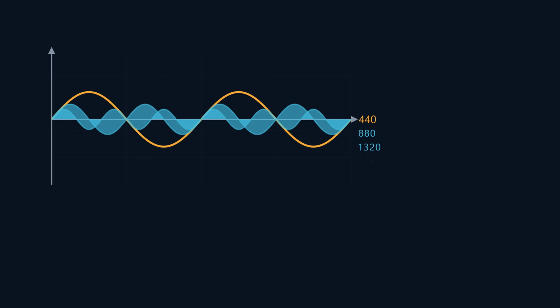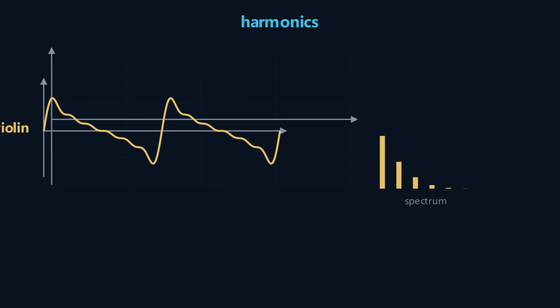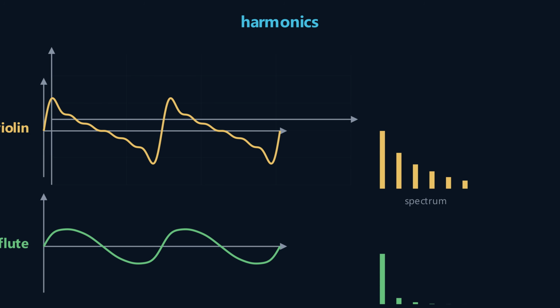The difference is what else is in there. On top of the 440, there are quieter sine waves at 880, at 1320, and higher, the harmonics. The recipe of harmonics is what your ear hears as the character of an instrument, which leads to one of the great results in mathematics.